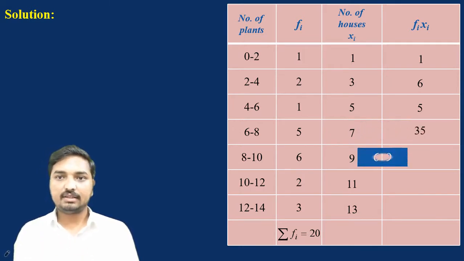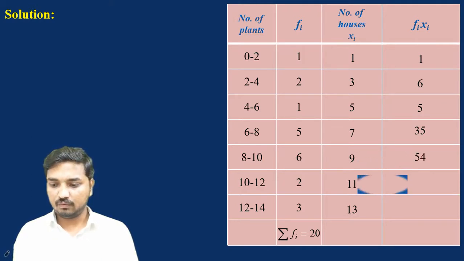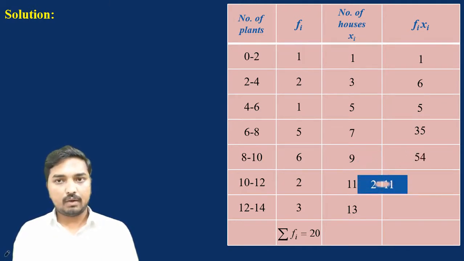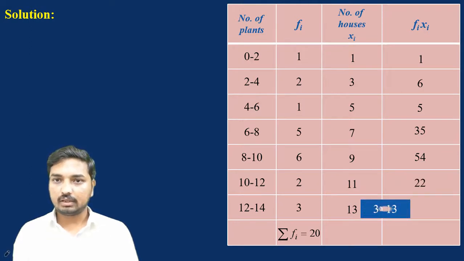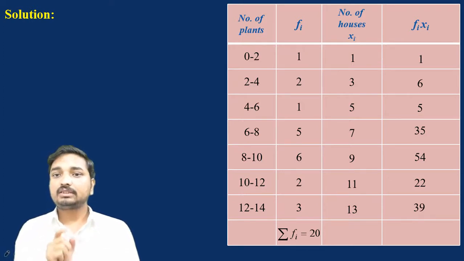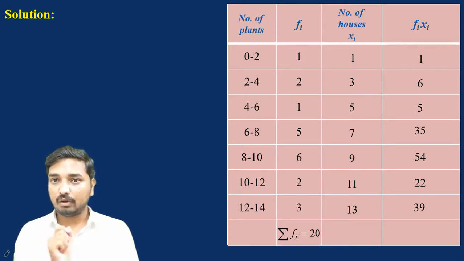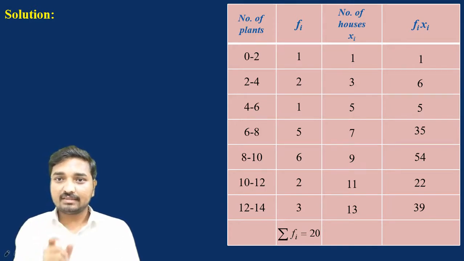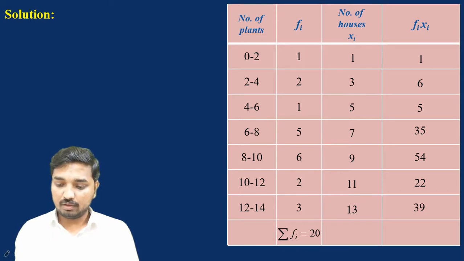Next one, 6 into 9 it will become 54. 2 into 11 is 22, and then 3 into 13 is 39. So now fi into xi is over. What is the next step? You have to take the sum of the fi xi column. If you take the sum of the fi xi column, you will get this answer.